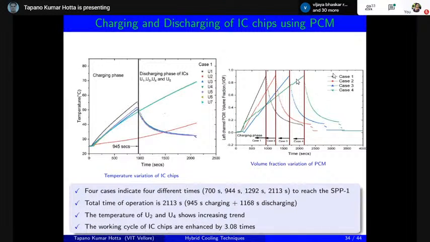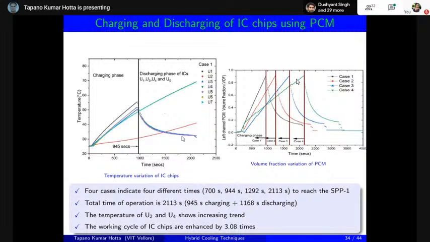And four cases we have considered. The four cases mean four different times to reach 85 degrees centigrade. Case 1, 700 seconds it takes to reach 85 degrees centigrade. We have increased the time now: 944 seconds, 1292 seconds, and 2133 seconds. So the final one is basically 2133 seconds. Out of the total 2133 seconds, what we have done, you see, half of the time, like 945 seconds, we have considered for charging, and around 1168 seconds for discharging.